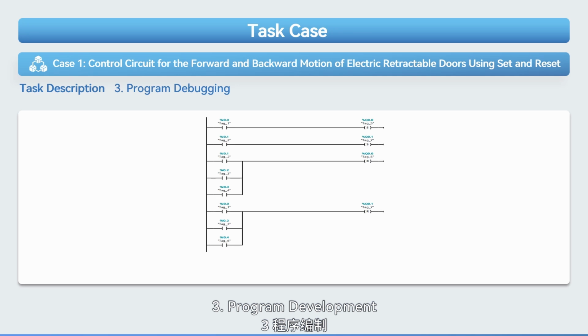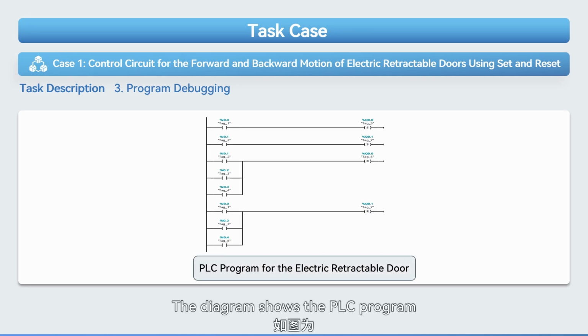3. Program development. The diagram shows the PLC program for the electric retractable door. According to the task requirements, the following aspects need to be considered when developing the PLC program.